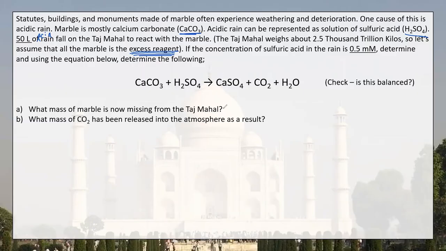So how much marble is missing from the Taj Mahal as a result of this acid rain, and what mass of CO2 has been released as a result? The first thing we have to do is make sure our equation's balanced, right? So I'm going to just draw a line and start itemizing everybody. We have a lot of elements here.